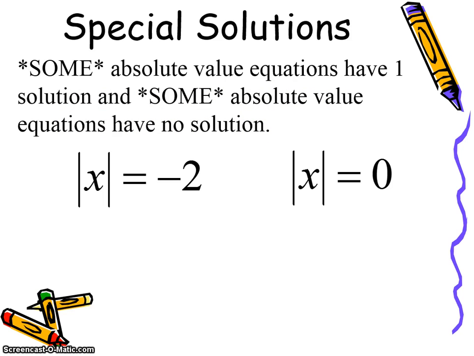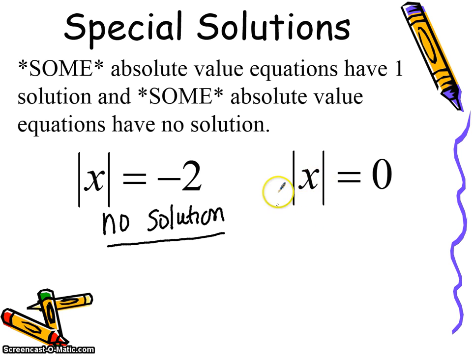I'm going to show you some examples of those. Let's start here. Remember that absolute value is a distance, and distance is always positive. So can any distance ever be equal to a negative number? And the answer is no. So anytime that the absolute value symbols equal a negative number, there's no solution. There is no distance that can be equal to negative 2. In other words, you can't take out your ruler and measure negative 2 inches.